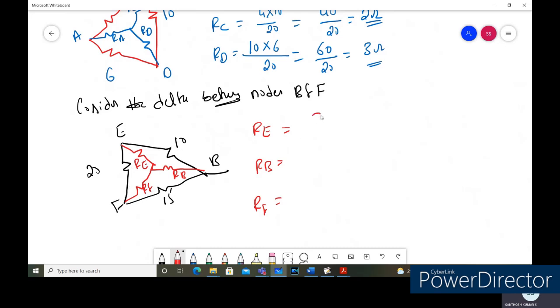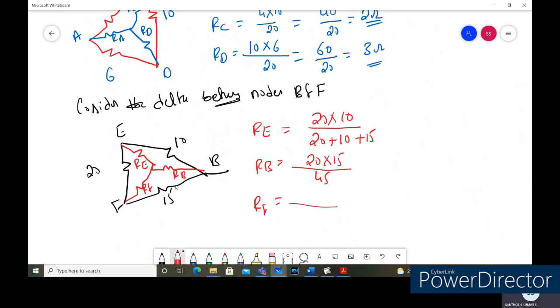So this is 20 into 10 divided by the sum of all the resistance. It is 20 plus 10 plus 15. So similarly, for this one, RF is nothing but 20 into 15. So 20 into 15 divided by the, it's a 30 plus 15 is 45.